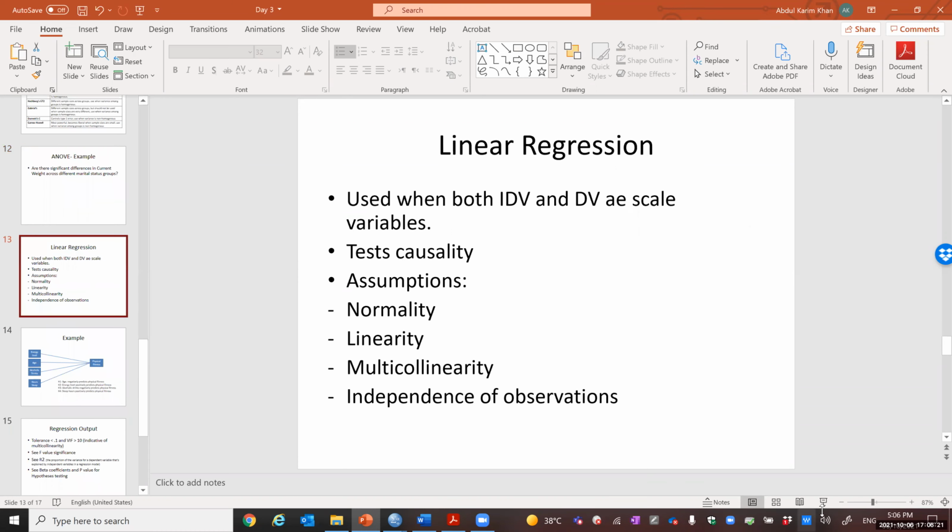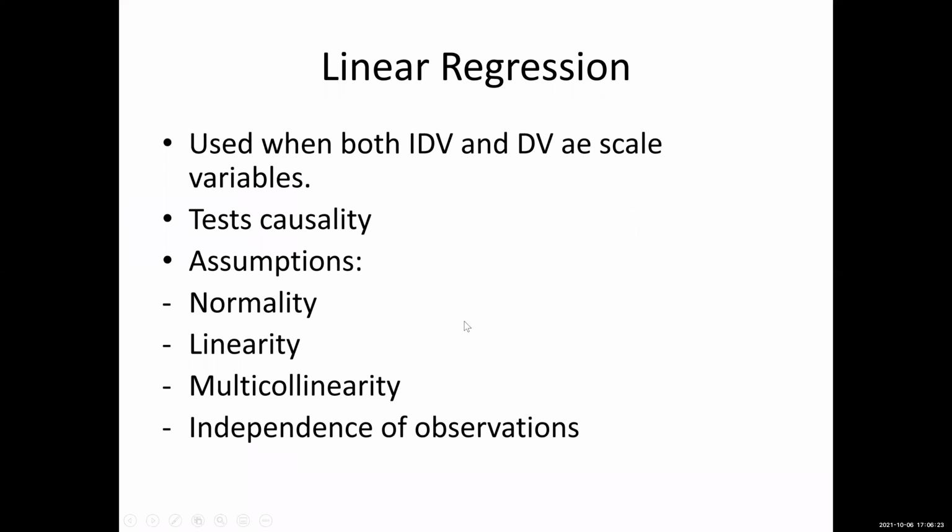Okay. So this is the last thing for today's session, which is the linear regression. Now, linear regression is used when both our independent and dependent variable are scale variables. Basically, a regression tests causality, if A leads to B, or if A predicts B. Now, these kinds of hypotheses, where you have a true dependent variable, we use regression.